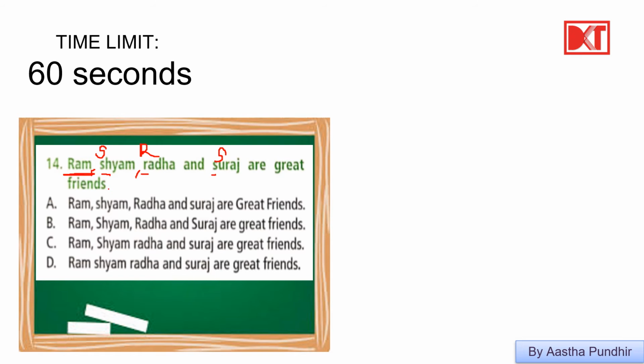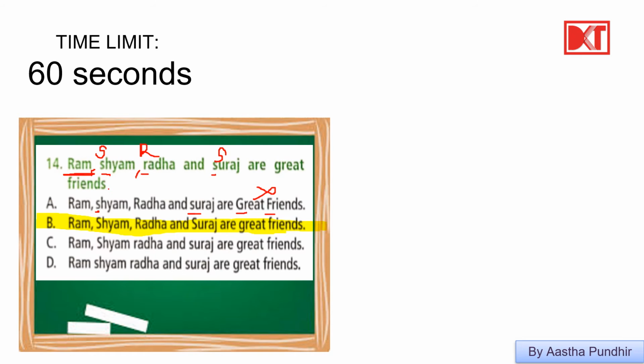Right? So which one is being done correctly here? Here, B. Ram, Sham and Radha and Suraj are great friends. For the other ones, for option A, the S of Sham is not capital, S of Suraj is not capital, and in great friends, G and F are being made capital where they don't need to be made capital letters.